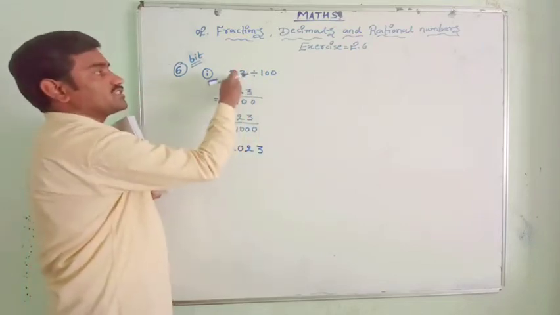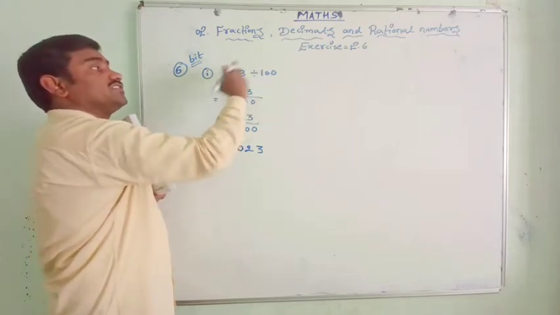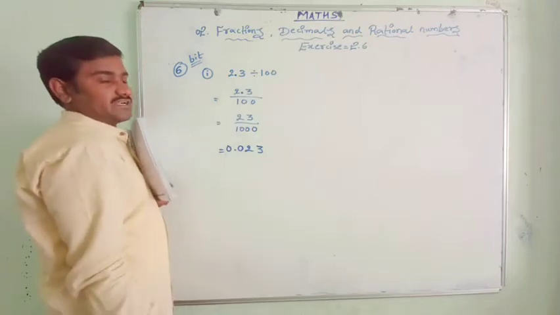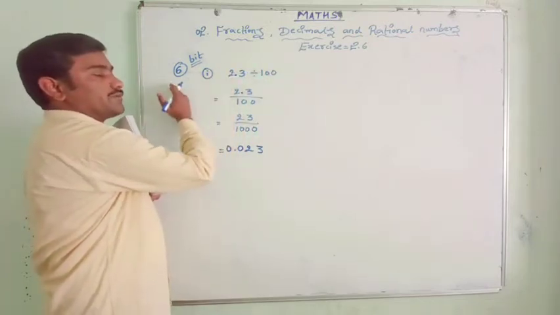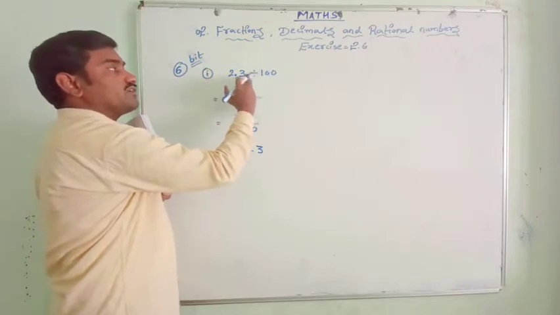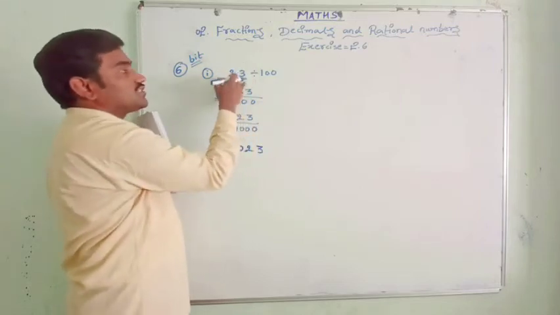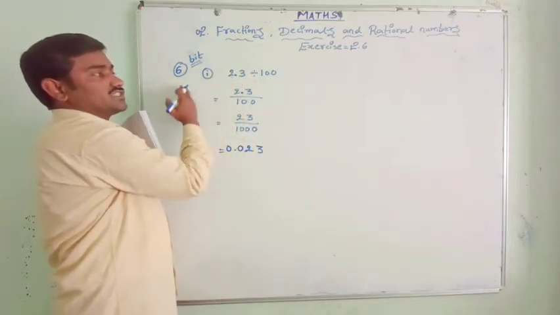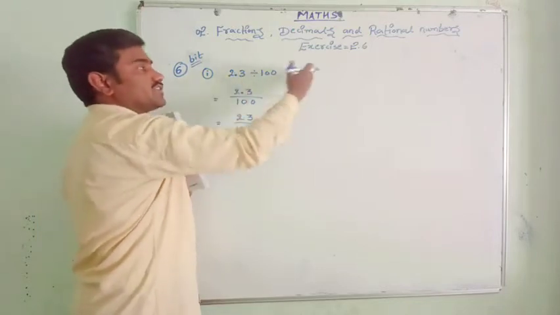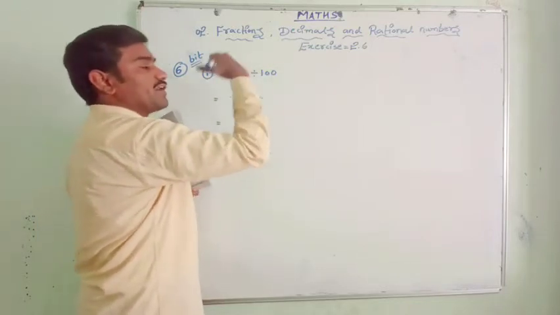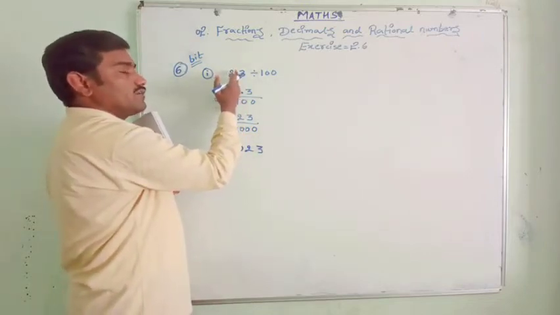Simple. When you are dividing, the decimal point will move to the left side. When you are multiplying, the decimal point will move to the right side. That means when you multiply, the value increases. When the decimal moves this side, the value decreases. When you divide, the value decreases. When you multiply, the value increases. So when the value is increasing, the decimal point moves to the right side. When the value is decreasing, the decimal point moves to the left side.